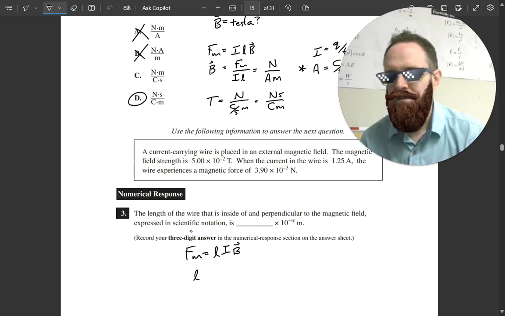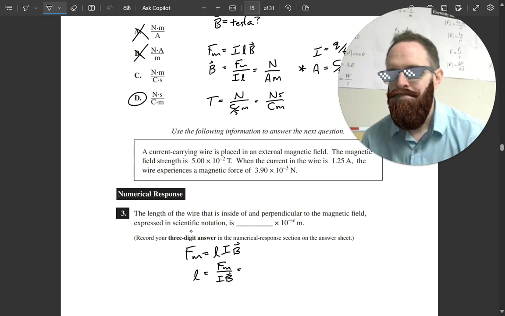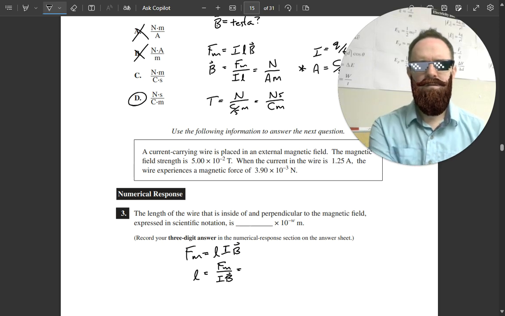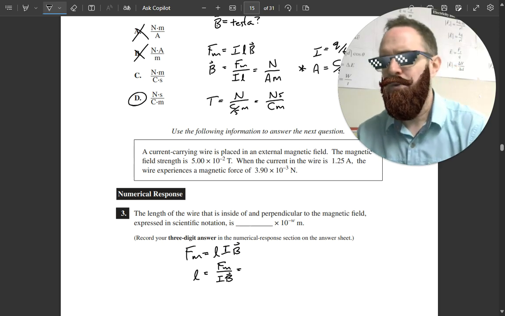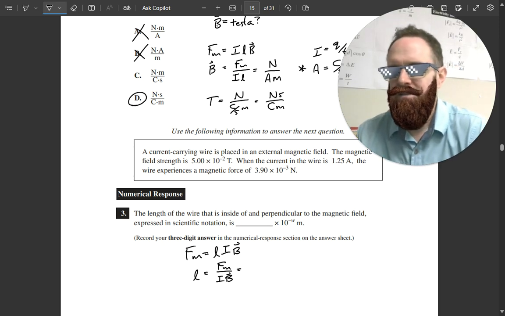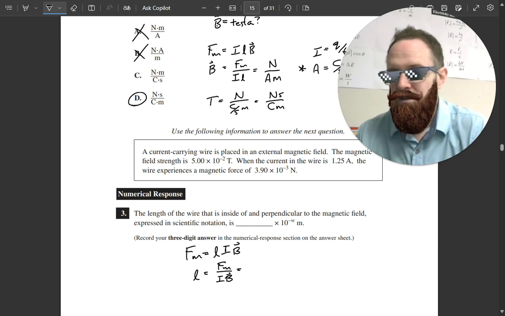We're looking for length, L. So we take our FM divided by I and B. And we got everything. Maybe they're just figuring out, can you divide by two things? I don't know. It seems like a pretty simple question. All the units are good. So we got newtons, we got amperage, we got our field strength in teslas.